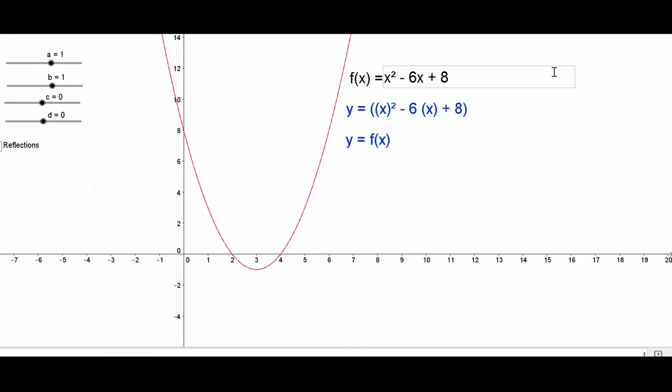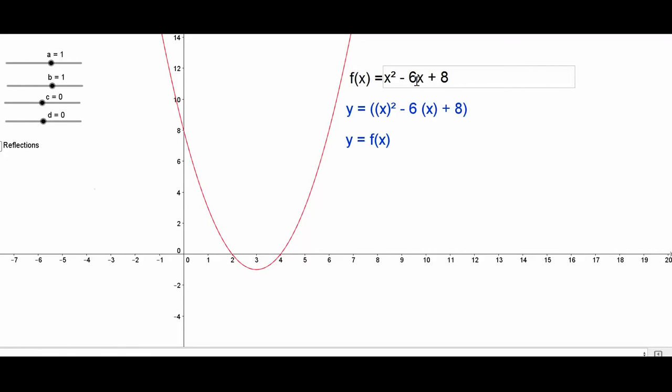This is a quadratic function, so its graph is a parabola, as we can see by this red curve. It's in this orientation, as the coefficient of x squared is positive, so it's of the U shape. We can see it passes through the 8 on the y-axis, as f of x is 8 when x is 0.